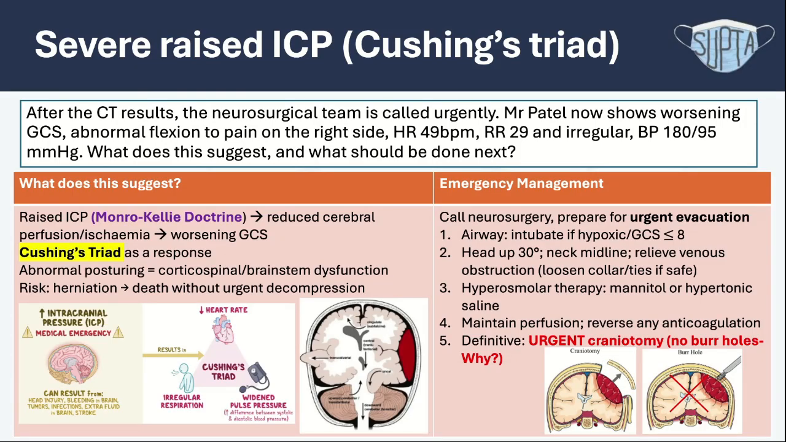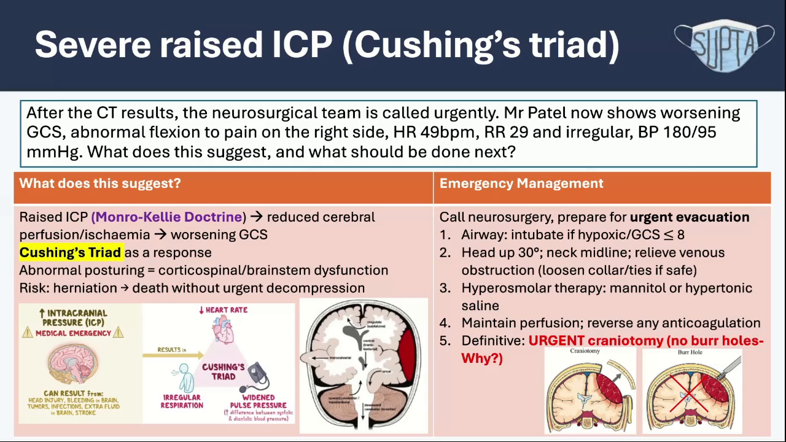This also helps explain abnormal posturing. Posturing suggests severe dysfunction of the corticospinal tracts and brainstem due to rising ICP and compression of the central motor pathways. So when a patient with a head injury develops abnormal flexion or extension, we should be thinking of worsening mass effect, possible herniation, and impending neurological collapse.